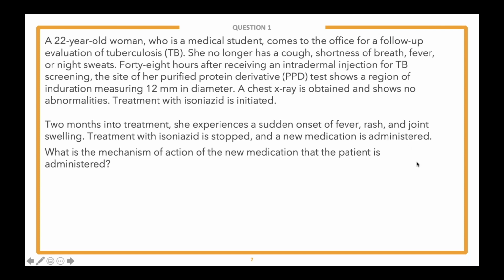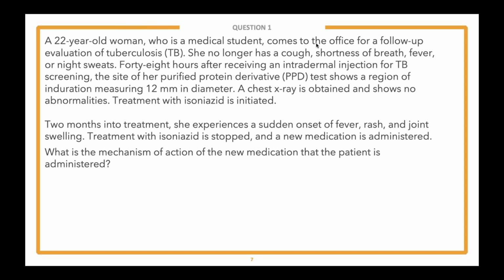After we do that, the second step is to read the lead-in, which is the last sentence or the question itself. We will read that here now, and we'll read it together. What is the mechanism of action of the new medication that the patient is administered? What is the mechanism of action of the new medication that the patient is administered?